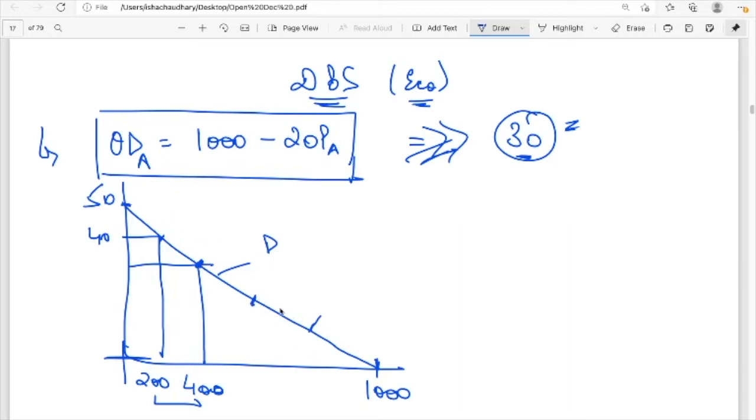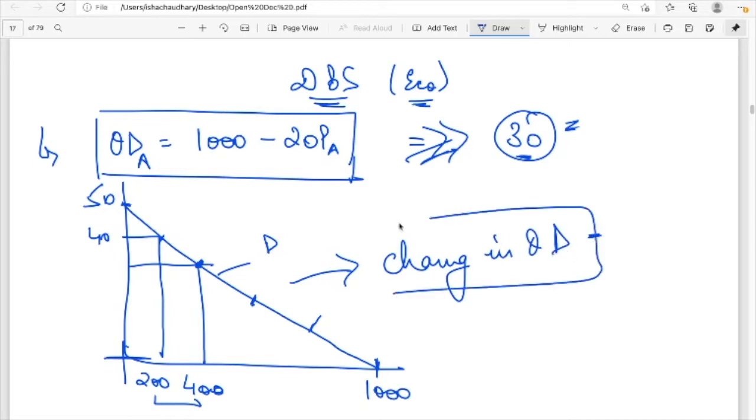Why? Because when the price of your commodity changes, the quantity demanded for your commodity changes, and we call that a change in quantity demanded. We don't call it a change in demand. It is only a change in quantity demanded, because my graph is the same and I'm just moving along it. Sometimes I'm selling 200 units at a price of 40, sometimes 400 units at a price of 30. I'm just moving along this graph because I have taken all other factors as constant.